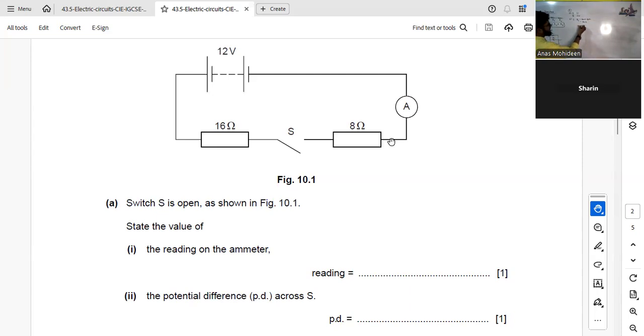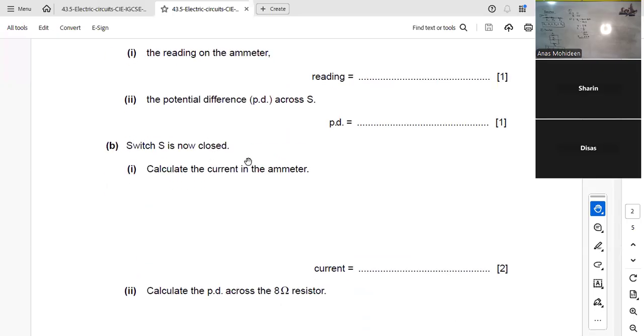Now I'm applying V equals IR, and I want to find out I equals V over R. How much is the voltage given? Voltage in the circuit is 12 volts divided by the total resistance I got here, 24 ohms. So 12 over 24 means 1 over 2. I equals 0.5, measured in amperes. So the ammeter reading here is 0.5 amperes. That is the B1 answer: switch is closed, the current is 0.5 amperes.